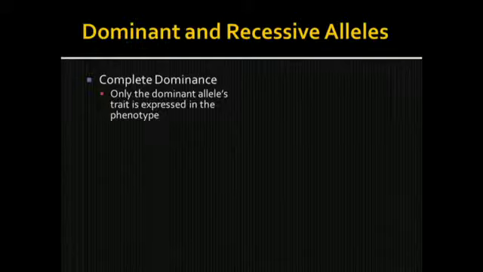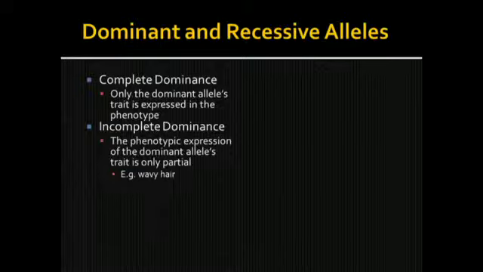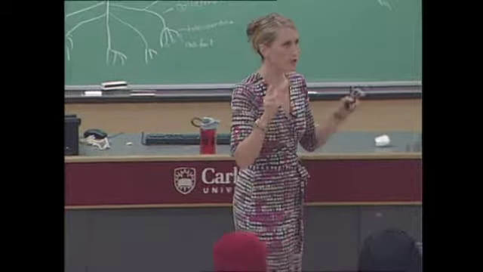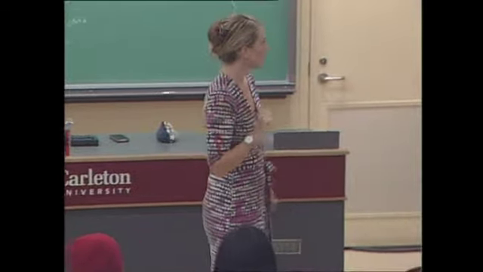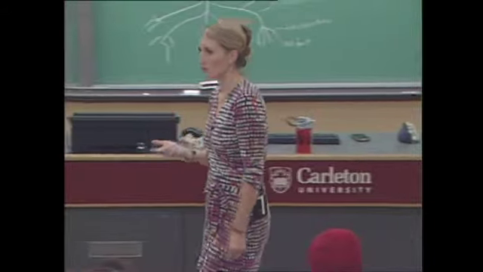So brown hair, for example, is a form of complete dominance, where only the dominant allele's trait is expressed in the phenotype. Incomplete dominance is when the phenotypic expression of the dominant allele's trait is only partial. So, for example, if you have wavy hair like I do, that's considered incomplete dominance because you only have partially of the gene expressed for curly hair. Okay? Everybody understand that? So wavy hair is incomplete dominance.